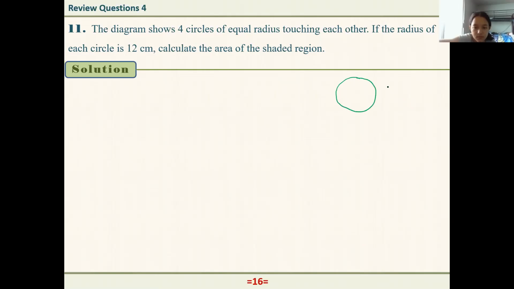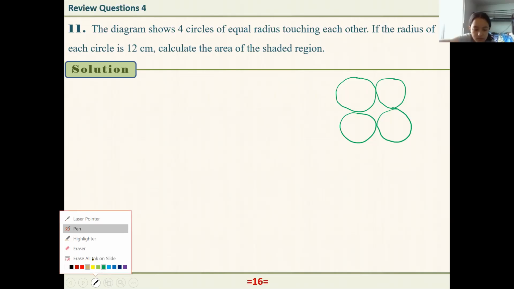We have a kind of circle here, and a kind of circle here, and a kind of circle here, and also another circle here. Okay, touching each other. If the radius of each circle is 12 centimeters, calculate the area of the shaded region. The shaded region is this. Let me just shade this with yellow or orange. Okay, this one.